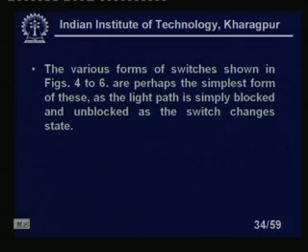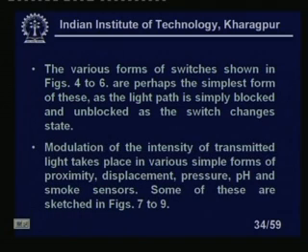The various forms of switches shown in figures 4 to 6 are perhaps the simplest form of this, as the light path is simply blocked and unblocked as the switch changes state. Let us look at modulation of the intensity of the transmitted light, which takes place in various simple forms of proximity, displacement, pressure, pH, and smoke sensors, some of which are sketched in figures 7 to 9.